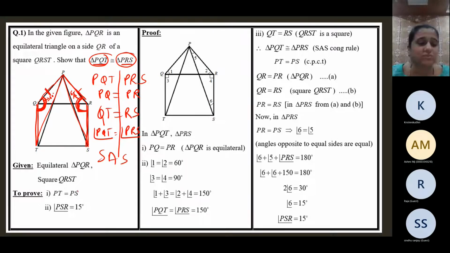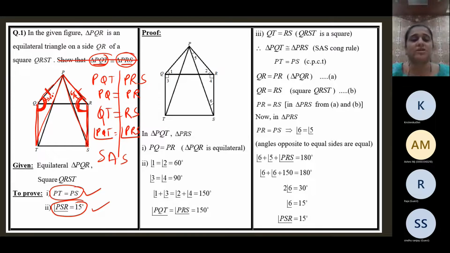But actually, it is to be proved that PT is equal to PS. I'll correct the question and resend it to you. You can just alter the question. The given information is correct, but we'll have to prove that PT is equal to PS and also angle PSR is equal to 15 degrees. This is what we'll have to prove, not show that the triangles are congruent. So fine, anyway, this is what we have to do.